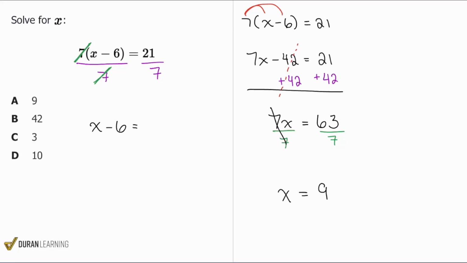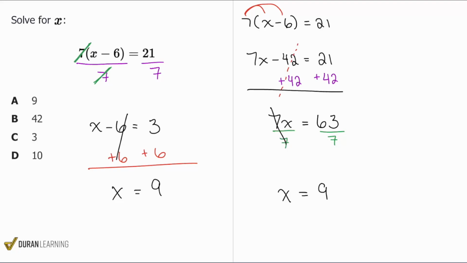Yeah, 21 divided by 7, that's going to land us right here at 3. And then we have one more step to do. We'll get rid of the minus 6 by adding 6 on both sides. And look at our final answer. The exact same. X equals 3 plus 6, which is 9.